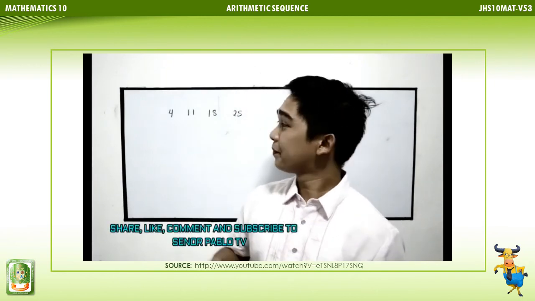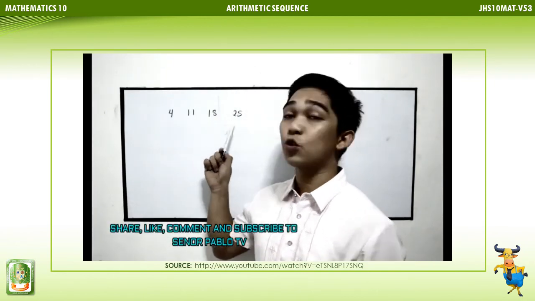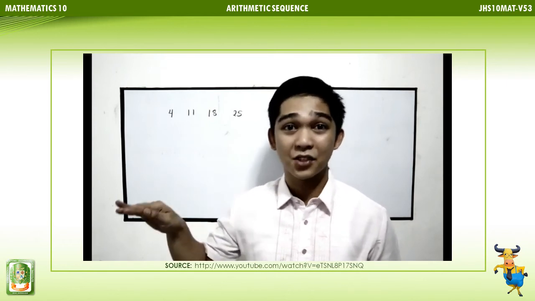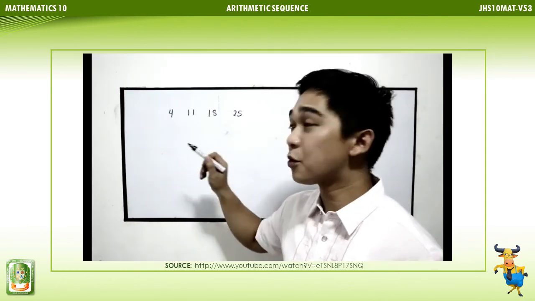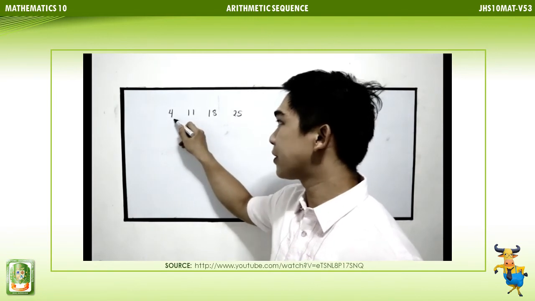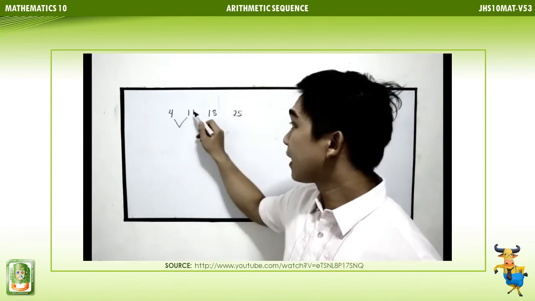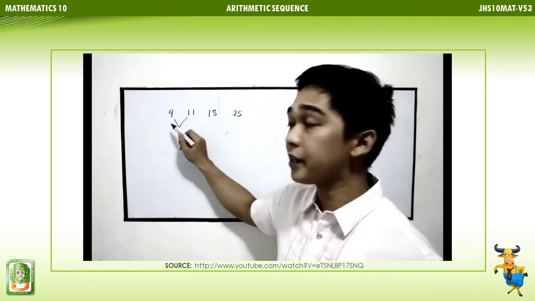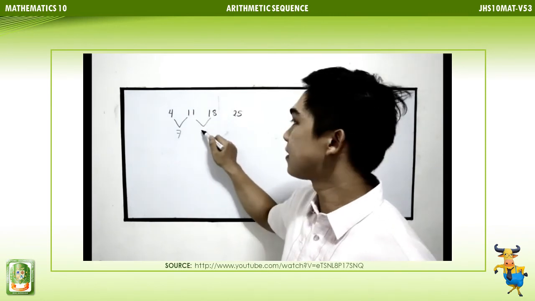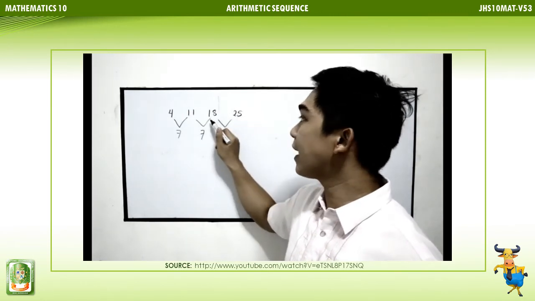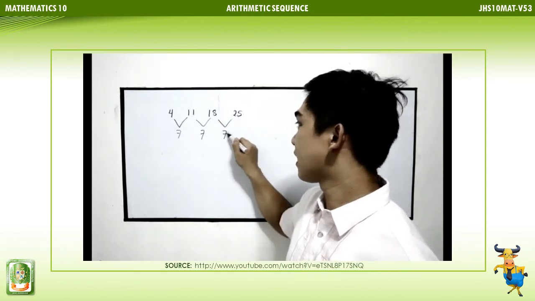Take a look at this pattern: 4, 11, 18, 25. They have a common number which you add to get the next term. We can get that fixed number by subtracting the preceding term from the term that follows. 11 minus 4, that is 7. 18 minus 11, 7. 25 minus 18, that is 7.